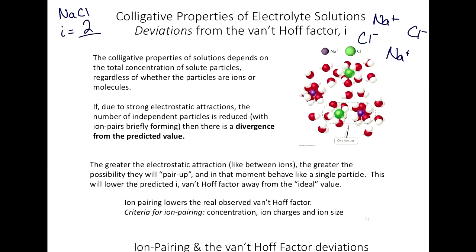This is called the ion pairing effect, where these ions actually do interact with one another to an extent, and so what we see is a lowering of the Van 't Hoff factor from ideal conditions. Basically, these ions pair up with one another for a split second to lower that Van 't Hoff factor. All right, and so this is what diverges your Van 't Hoff factor from that predicted value.